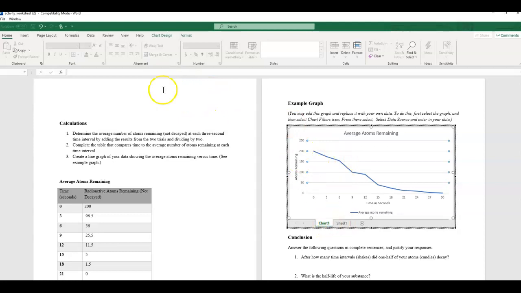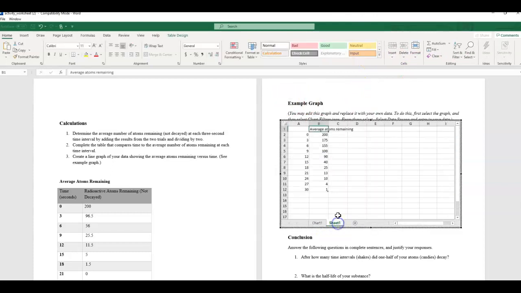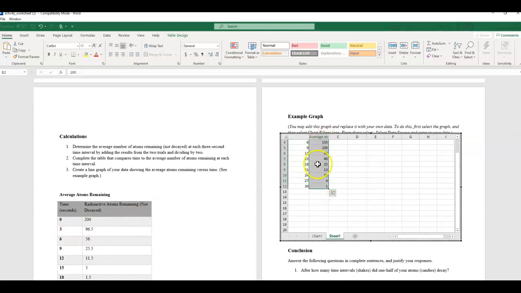when you click edit, it sort of opens up this Excel-looking format. If you look at this sheet, there's chart 1 and sheet 1. What you're gonna do is replace this data with the data that you have. So instead of 175, mine is 96.5. And then it's 56. And then it's 25.5. And then it's 11.5. And then it's 5. And then it's 1.5. And then at 21 seconds, it's 0. And then everything is just 0 from there.